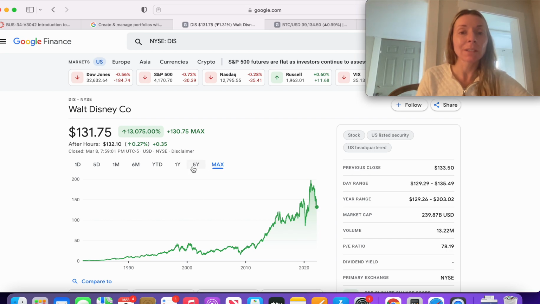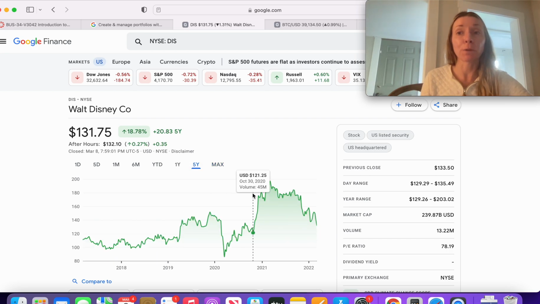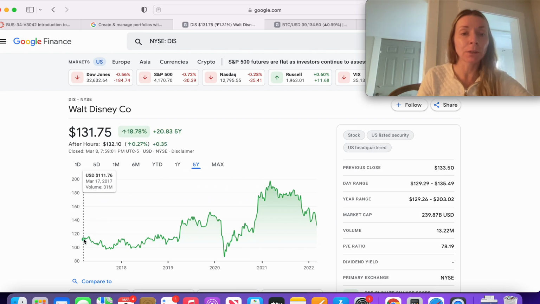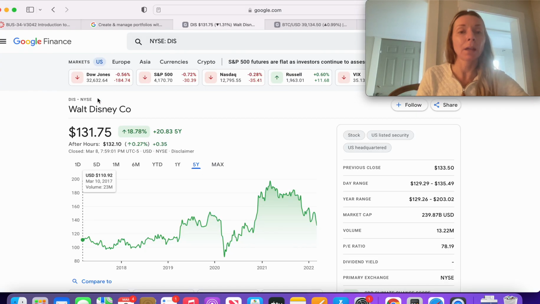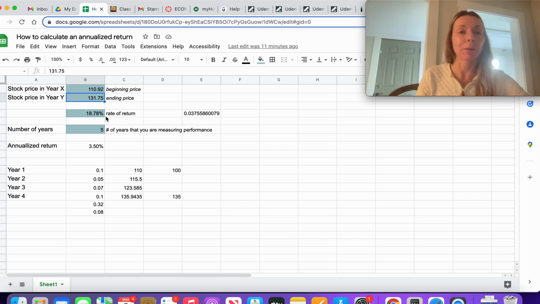So let's say, for example, we want to look at the 5-year return for Walt Disney. To begin with, in March of 2017, it's worth $110. So I'm going to put that in my beginning price. And right now, it was doing a lot better. Everything was doing a lot better. November was when everything kind of took a turn for the worse. So right now, it's at 131.75.